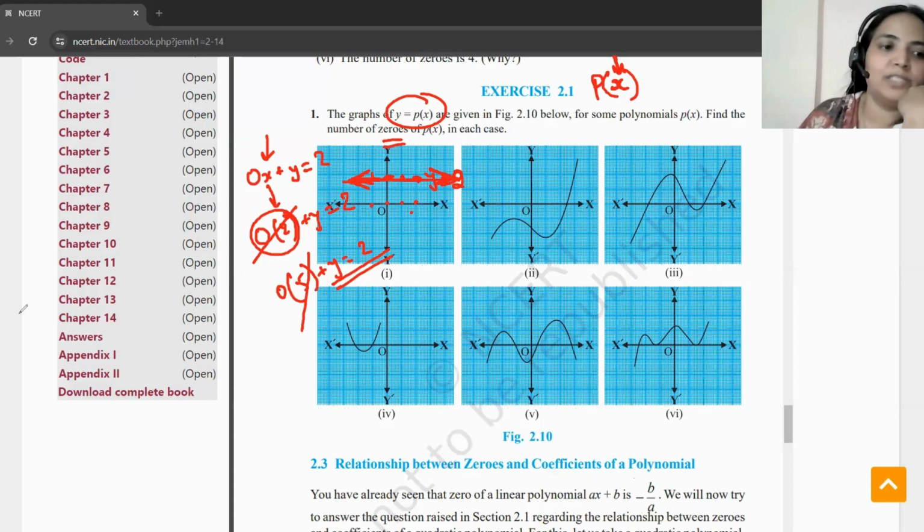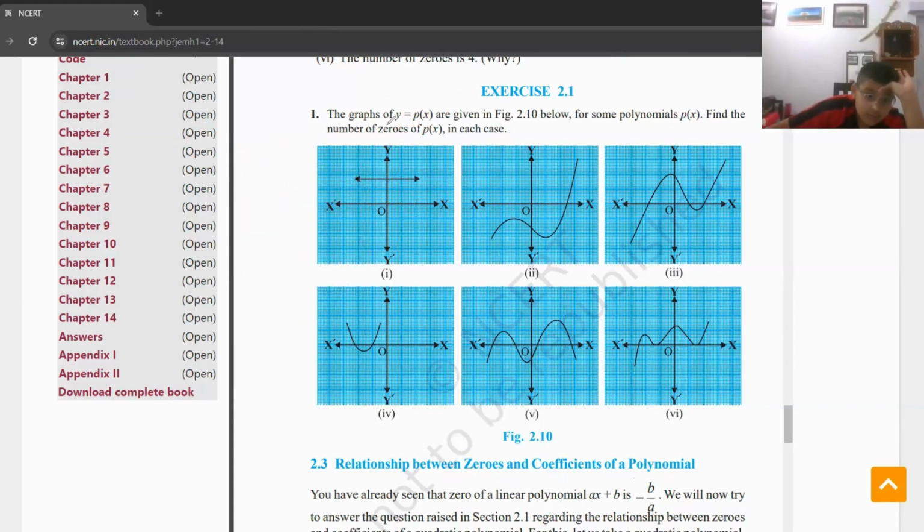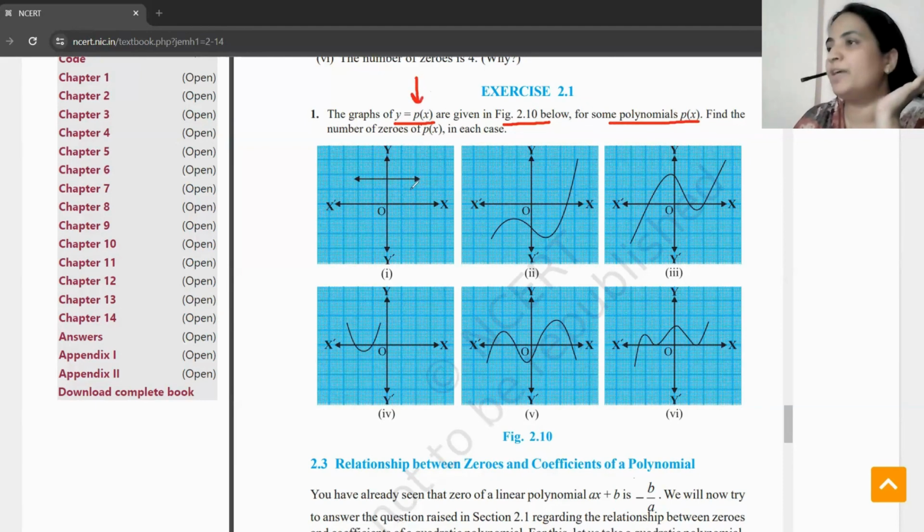Read the question once again, children. 1. The graph of y equals p of x is given in Figure 2.10 below for some polynomials. So you have the graph of y equals p of x here. Find the number of zeros for p of x. You have to find the zeros of p of x.